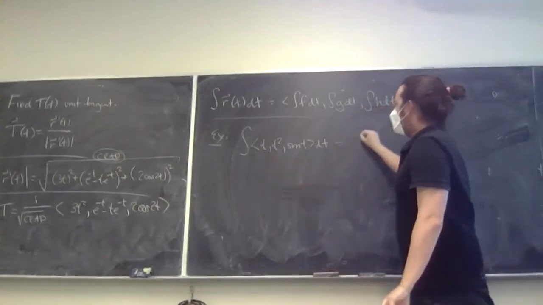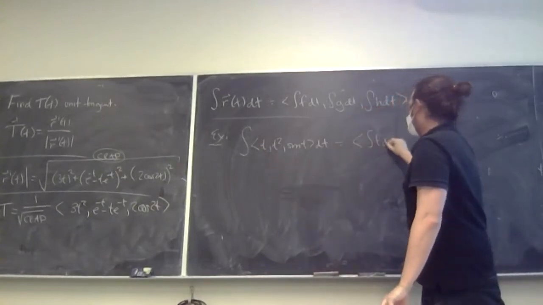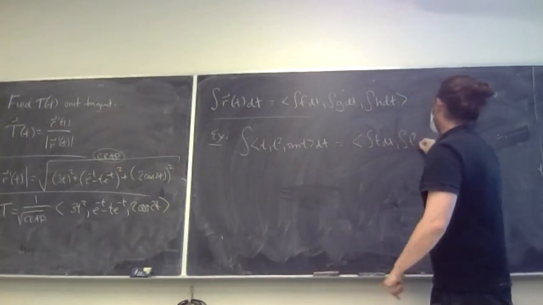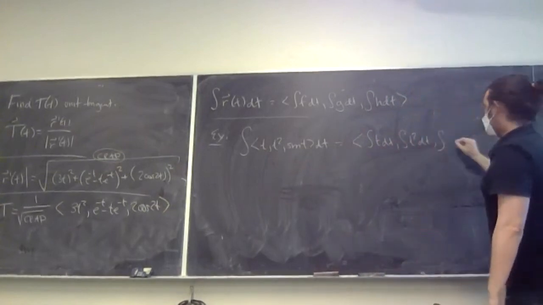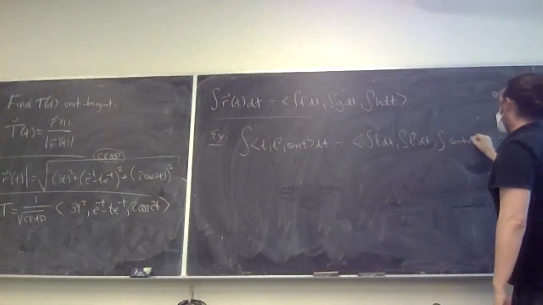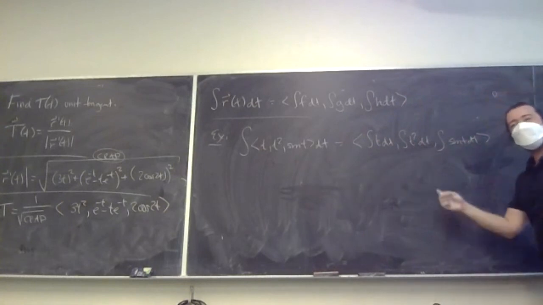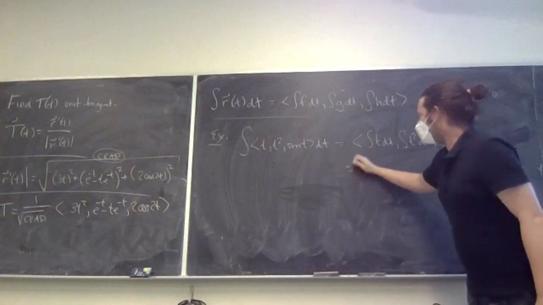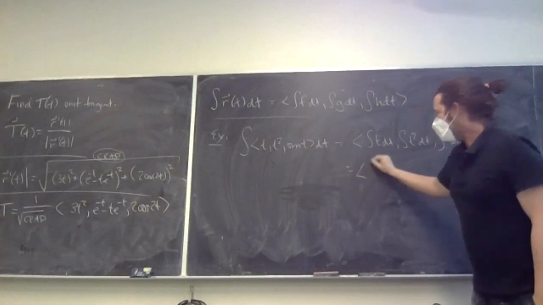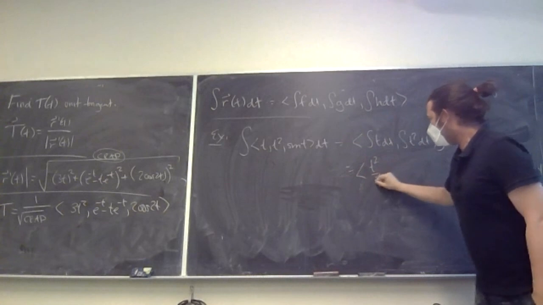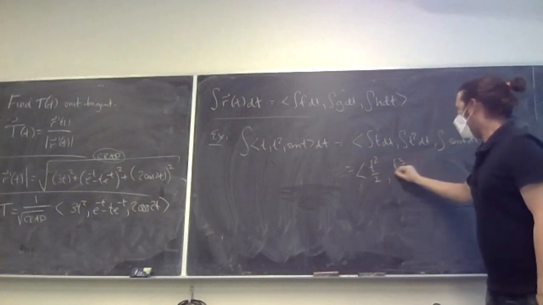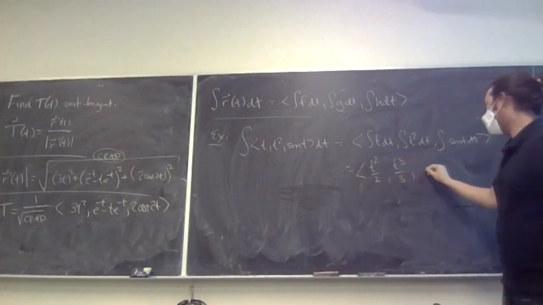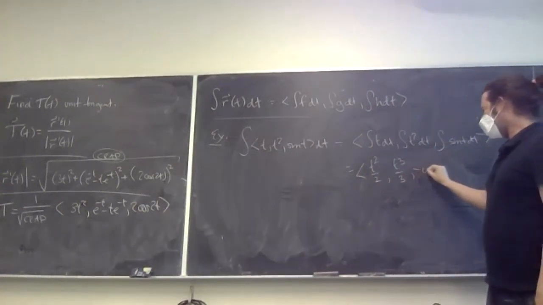So you just integrate piece by piece, the integral of t dt, the integral of t squared dt, the integral of the sine of t dt. It's 3 integrals for the price of 1. Look at all this practice you're going to get. T squared over 2, comma, t to the third over 3, comma, the integral of sine is minus the cosine of t.